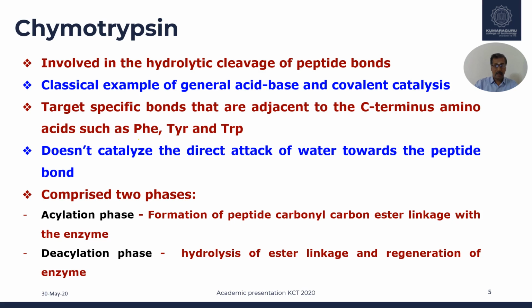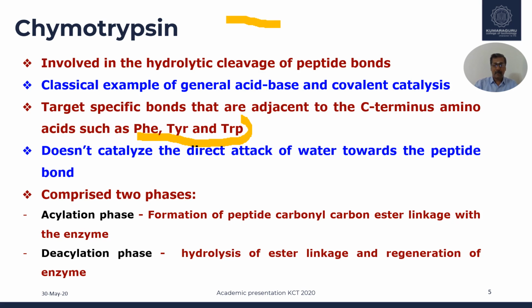Peptide bonds contributed by phenylalanine, tyrosine, and tryptophan will be targeted by your chymotrypsin. That is the specificity. So remember, the specificity of chymotrypsin is not with the protein. It can act upon any protein, right? Then where does the specificity come from? Those substrate proteins, those target proteins, should contain at least one of these amino acids, right?